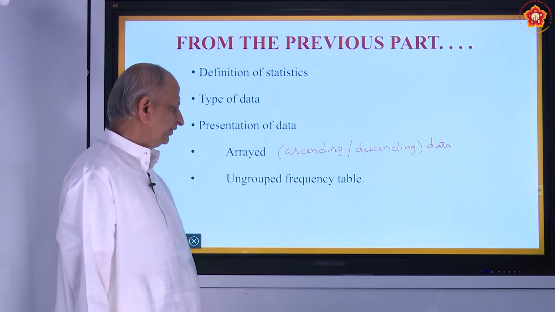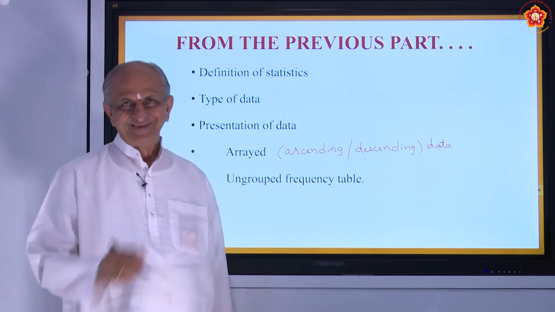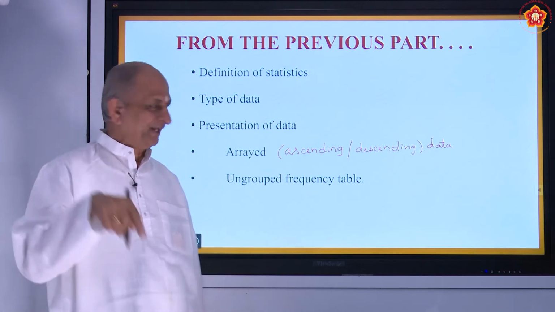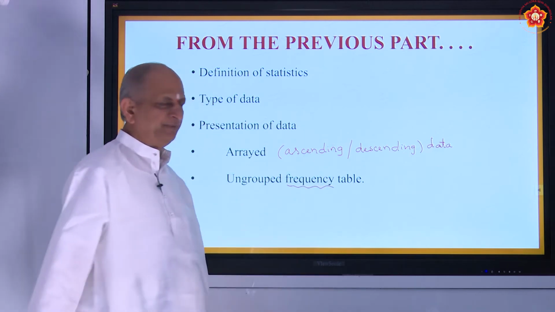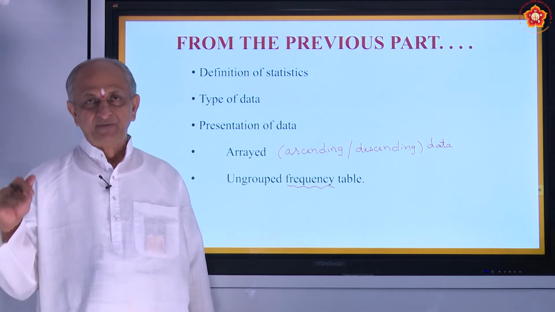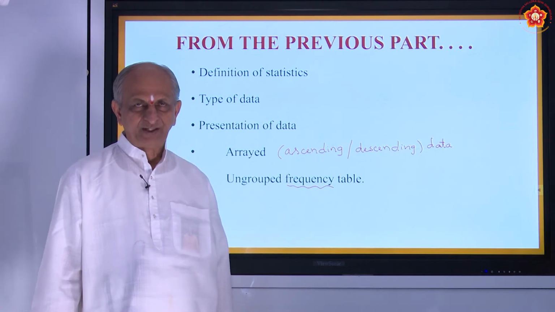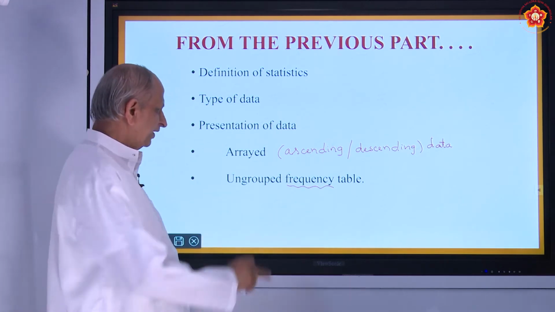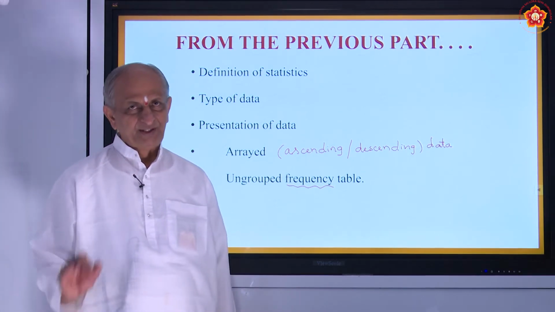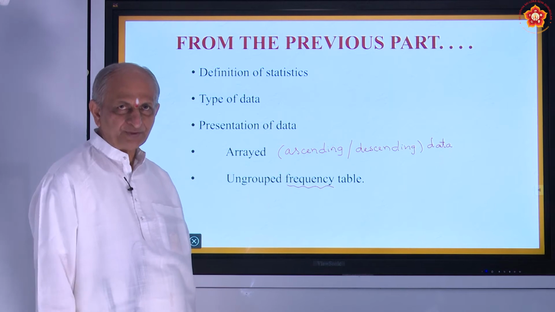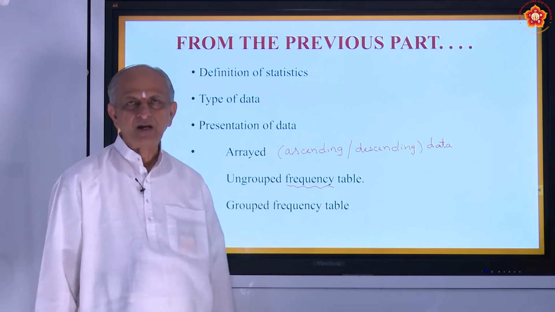And also you have seen what is called an ungrouped frequency table. It is a table showing the frequencies. Frequency means what? Number of repetitions for the data. Maybe 3 or 5 or 10 like that. Okay. That is ungrouped, means as it is. The same thing if you bring into groups, we call it a grouped frequency table.